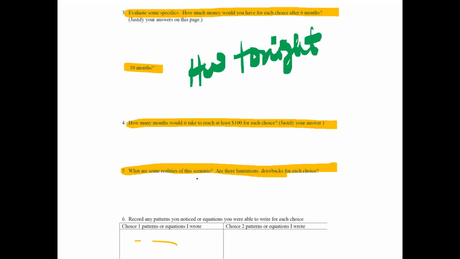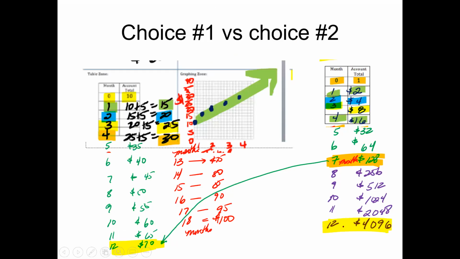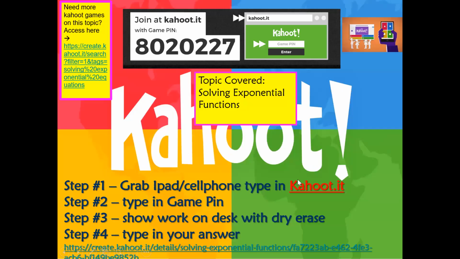Now, what are some realities of the scenarios? What are some limitations and drawbacks for each choice? Well, I would think that choice 2 is awesome because you're doubling your money. Could you imagine in month 13, your grandmother is going to have to give you $8,192. So I think that's actually a really good deal for the most part. The drawback is you're really going to break the bank for your grandmother. So that will be really unfortunate.